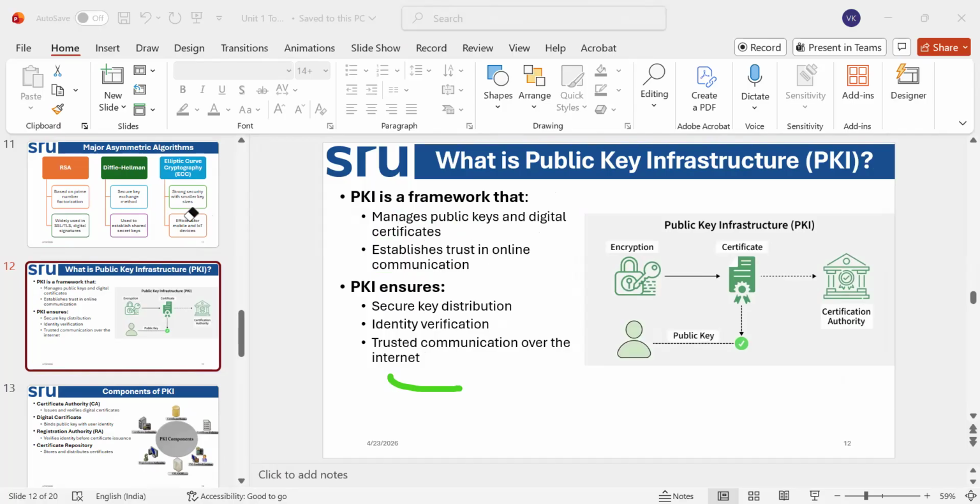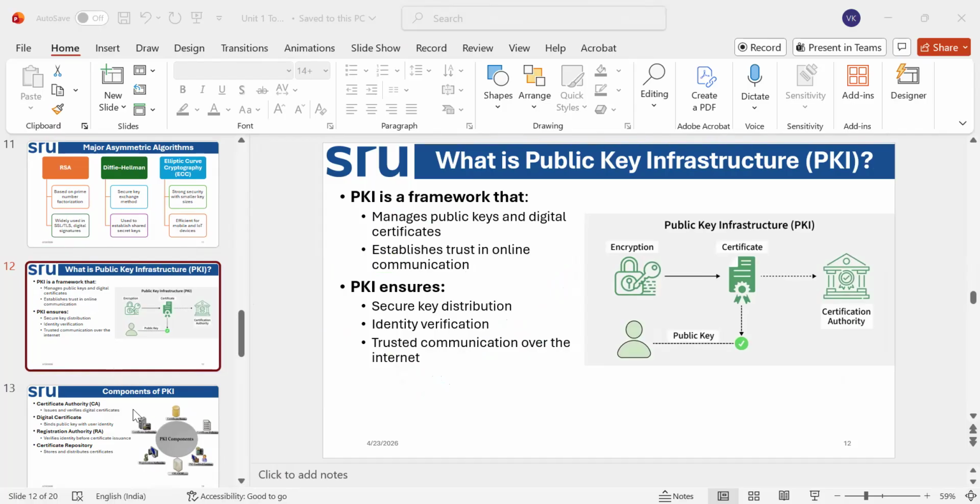That means whatever communication is going on online gets more trust. Public key infrastructure ensures secure key distribution, identity verification, and trusted communication over the internet. These are the PKI advantages, and this is the framework. Okay.